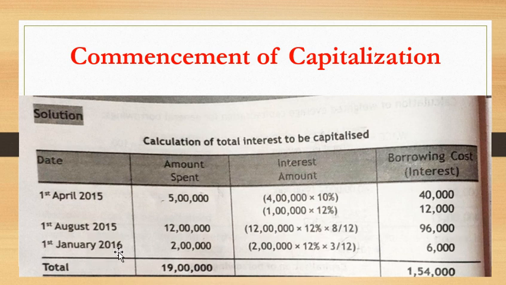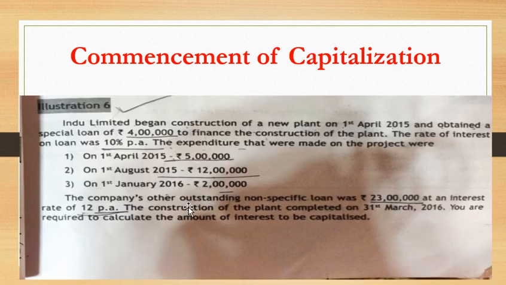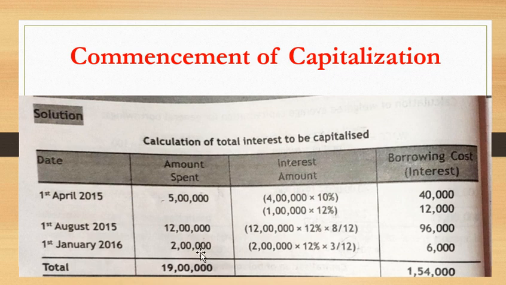Next, on 1st January 2016, 2 lakh is the expenditure. To meet this 2 lakh, you need to take it from the non-specific loan of 23 lakh. So you will take 2 lakh into 12%, as the expenditure is incurred on 1st January 2016, which is for 3 months, that is Jan, Feb and March. So 2 lakh into 12% will give you annual interest, and on that you will charge only for 3 months, into 3 divided by 12, which will give you 6,000. So this is the interest which is to be capitalized.